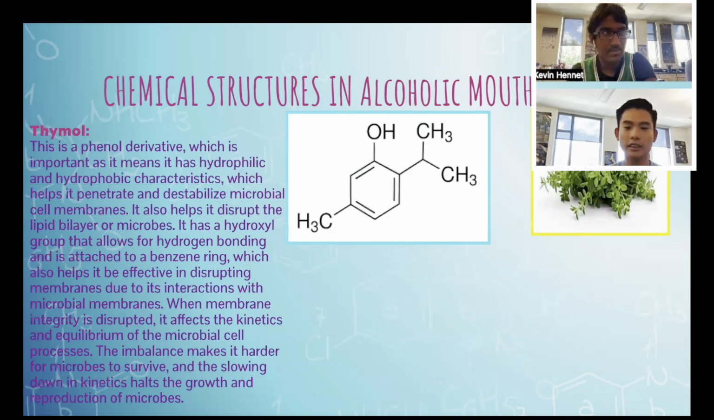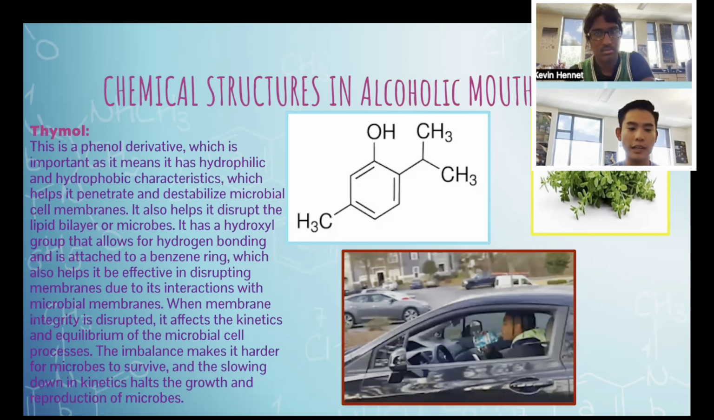All right, our next chemical is thymol, and this is important because it helps destabilize microbial cell membranes. It is attached to a benzene ring, which is important as it helps disrupt the membranes due to its interactions with the microbial membranes. And also, it affects the kinetics and equilibrium of the microbial cell processes. By making it imbalanced and not having equilibrium, it makes it harder for the microbes to survive. And by slowing down the kinetics, it halts the growth and reproduction of the microbes.